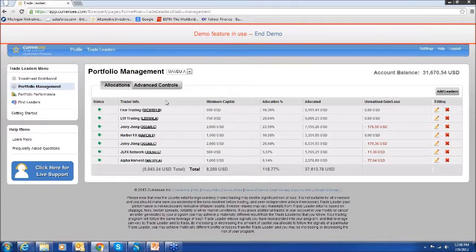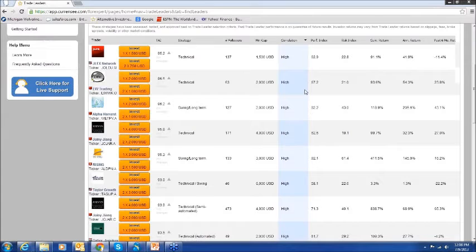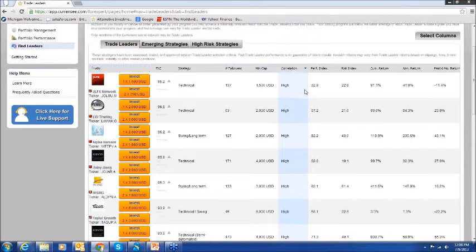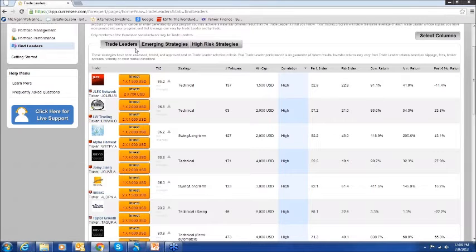And then the final tab here is the add leaders tab, you'll see up top, which will take you to the find leaders tab, which is essentially our leaderboard. This is where you're going to do all your due diligence on the different traders we have. You'll see all the columns and metrics we have across the top. Each of the metrics we use to measure our traders has a definition, which you can clearly see by scrolling your mouse over. We have this broken down by trade leaders. We currently have 21 trade leaders and 25 strategies on our platform. You have emerging strategies.